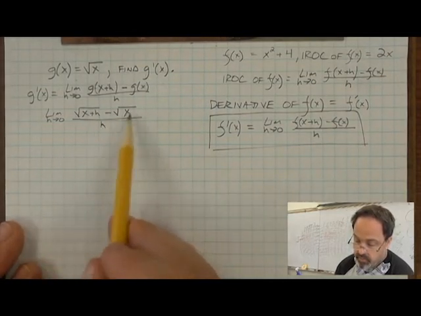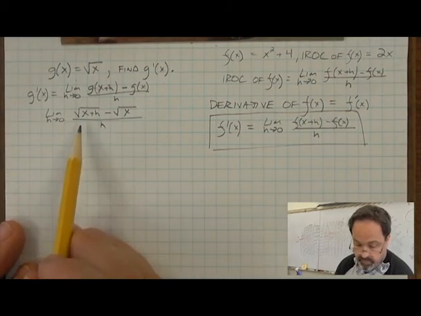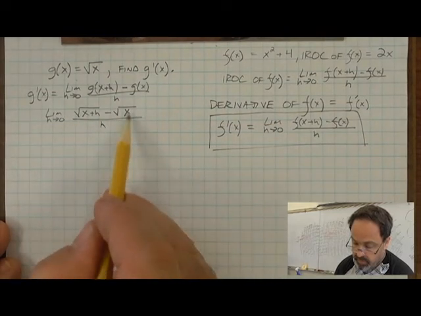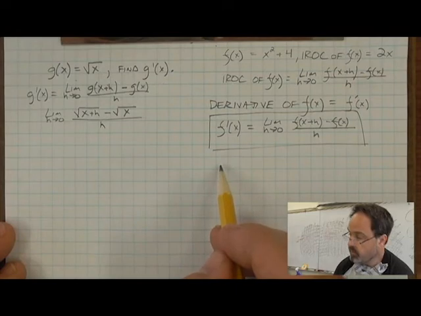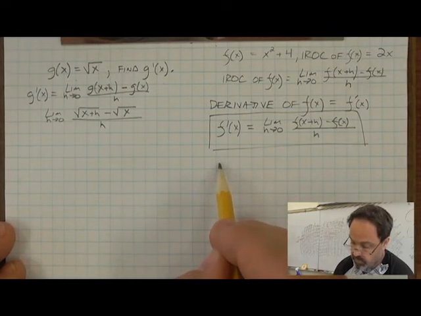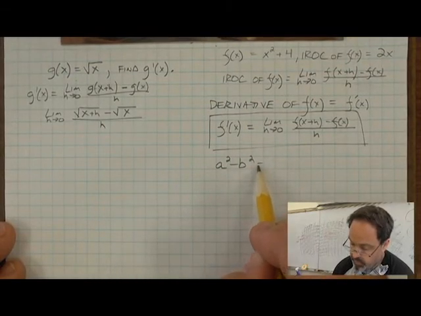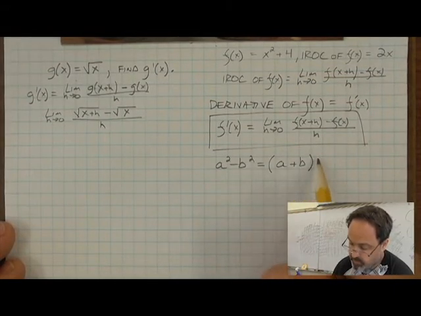What algebra is going to help us with that? This is a little sophisticated. We are going to manipulate this, but how? We're going to take advantage of what's called the difference of squares factoring pattern, which on the side I'm going to remind you of. a squared minus b squared is equal to the factored form (a plus b) times (a minus b).